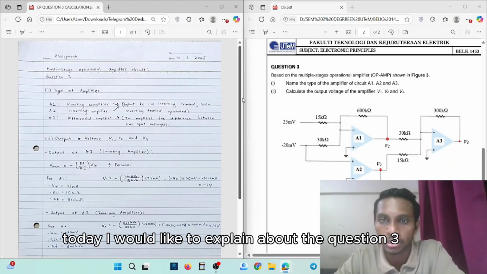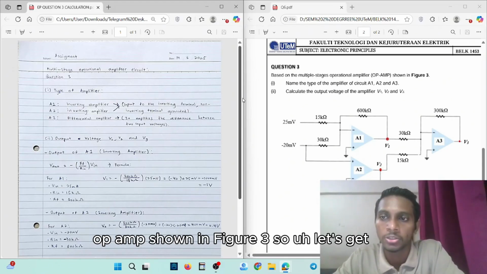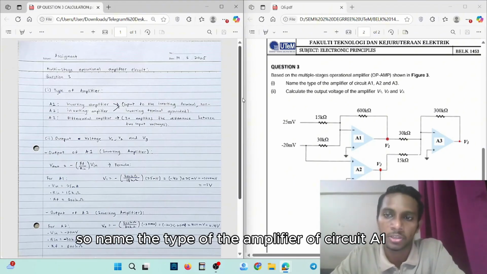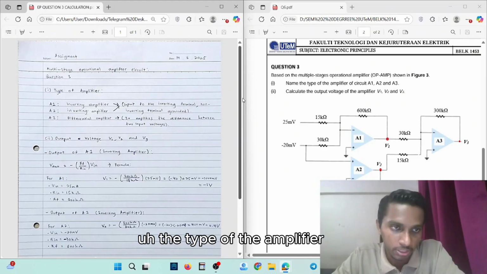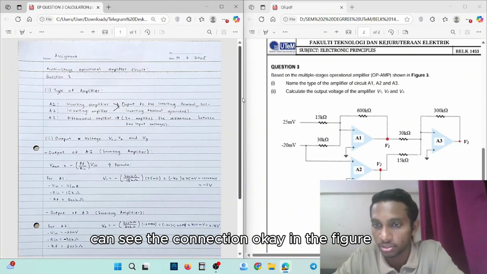Today I would like to explain question 3, based on the multiple stage operational amplifier (op-amp) circuit shown in Figure 3. So, we go through the question. Name the type of the amplifier of circuits A1, A2, and A3. As you can see on the screen, A1 is an inverting amplifier, and A2 is also an inverting amplifier. You can see the connection in the figure.